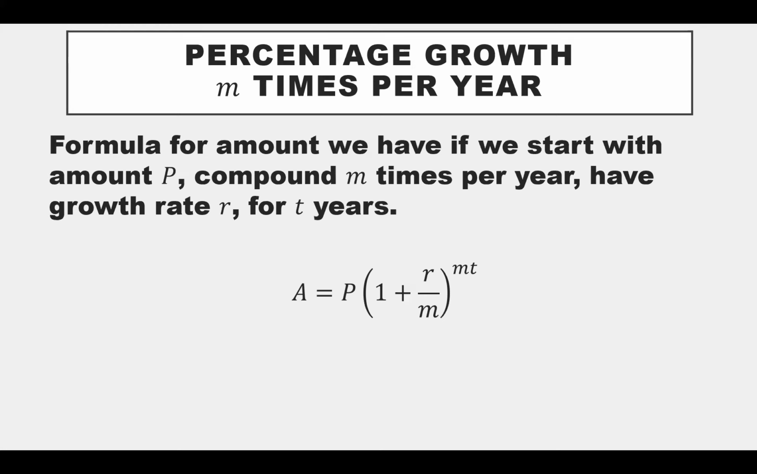Now, in an earlier video, we looked at the formula for percentage growth when that percentage is compounded m times per year. So the formula, if we start with an amount P compounded m times per year and have a growth rate of r for t years, is A equals P times (1 plus r over m) raised to the mt power.